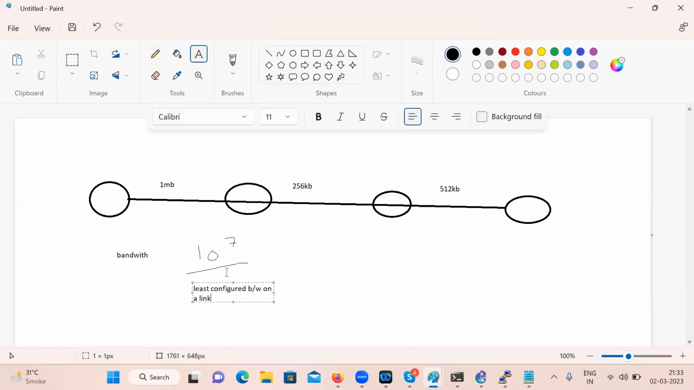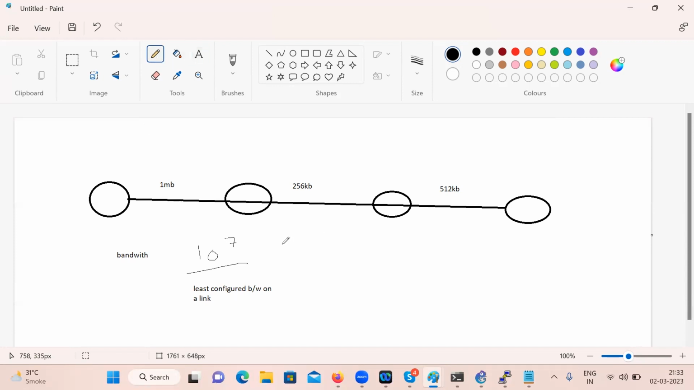Least configured bandwidth on a link into 256. This is the big calculation. That is why they are coming with a value of 3 lakh or something. Okay, it is for bandwidth: 10 raised to 7 divided by least configured bandwidth on a link.